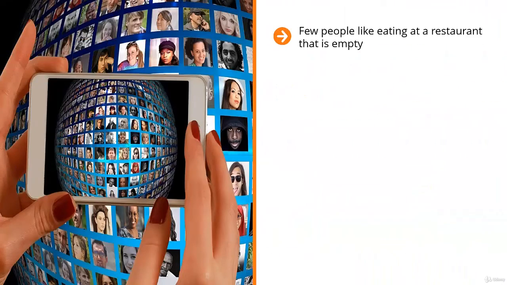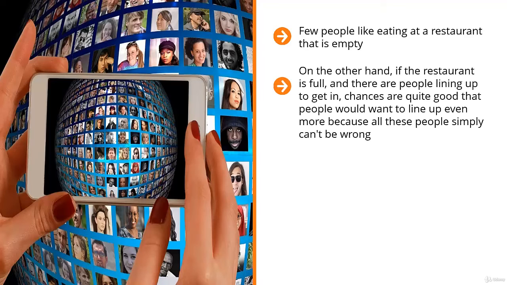Few people like eating at a restaurant that is empty. At the back of their mind, they're thinking that the food must not be very good because there's nobody eating at the restaurant. On the other hand, if the restaurant is full and there are people lining up to get in, chances are quite good that people would want to line up even more because all these people simply can't be wrong. Do you see how group psychology works?